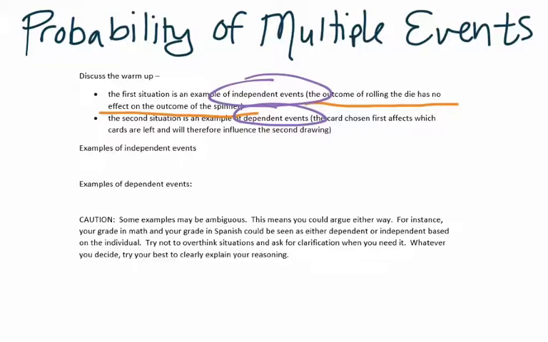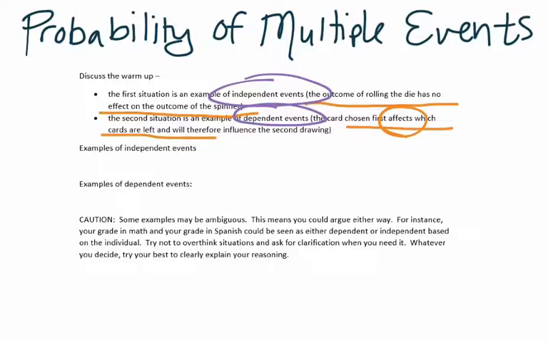So if you follow the reasoning there, what are you doing? The card chosen first, whatever that card is, affects which cards are left and therefore will influence the second drawing. So if you drew a king on the first draw and you kept that king, now the probability of drawing a king is less likely than it was before for the first drawing.